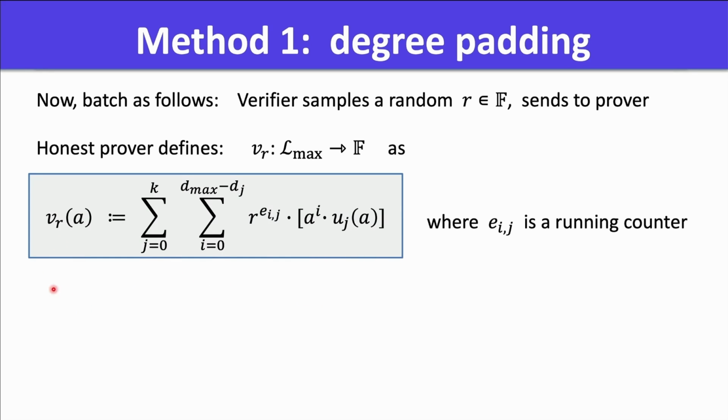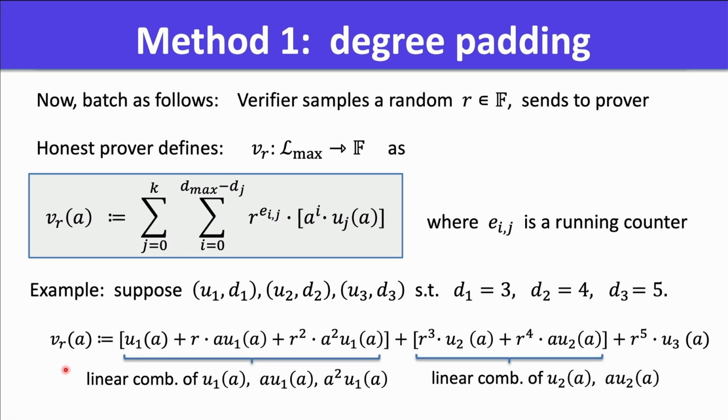I don't think I want to spend too much time on this, but basically what's happening here is we're taking a linear combination of these functions multiplied by an appropriate power to make it so that they all have the same degrees. I wrote down an example of how this process works here.